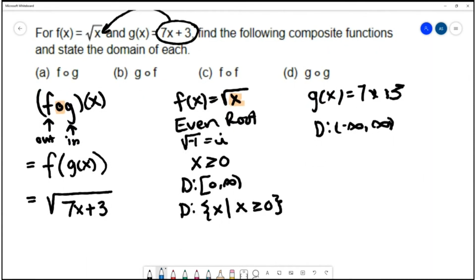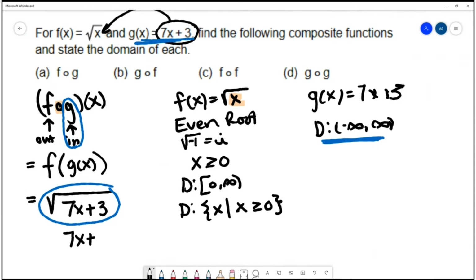Now, when we find the domain of our composite function, we always start with the inner function to see if it has any restrictions. And we just stated that it does not have any restrictions. So then we're going to look at our final function here. And that final function has an even root. So we want the expression underneath the radical, 7x plus 3, to be greater than or equal to 0.